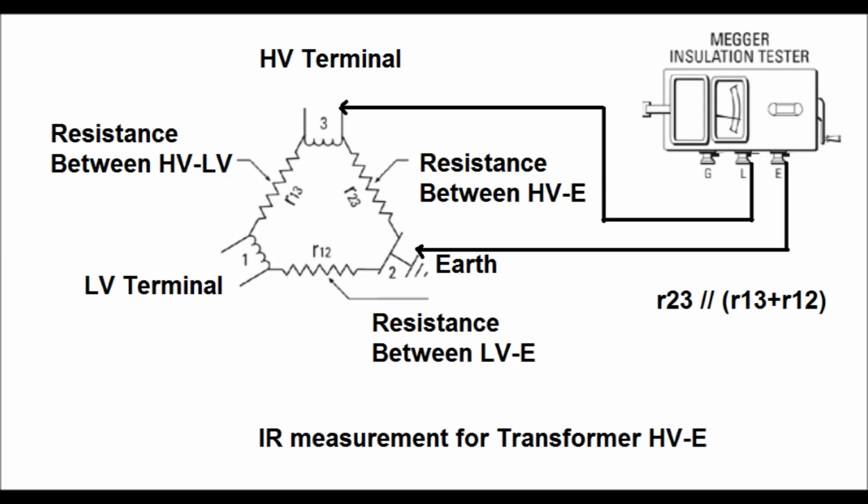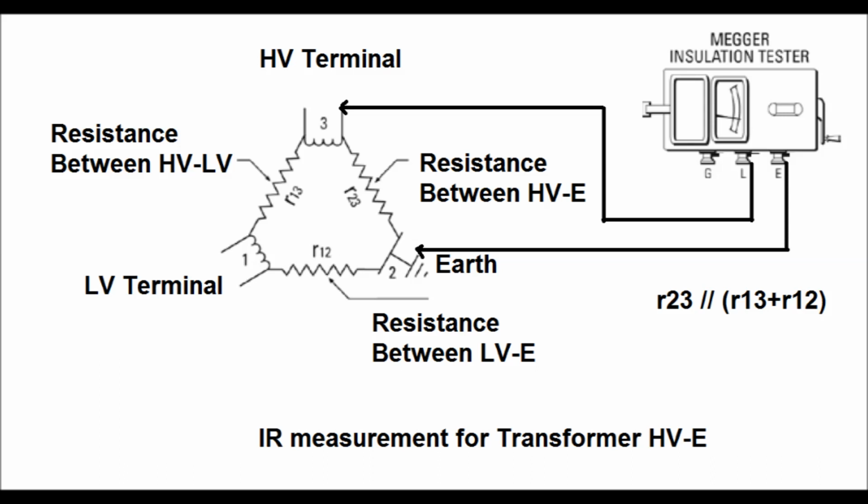Now for example, we want to measure the insulation resistance between HV winding and earth. So the connection has been shown in this diagram. So HV winding or HV terminal is connected to the L terminal of the IR tester, and E terminal is connected with the earth. So if we apply the voltage at high voltage terminal, then the leakage current will pass through two paths. One is between 3 to 2 via the insulation resistance R23, and there is again a parallel path, that is via R13 and R12.